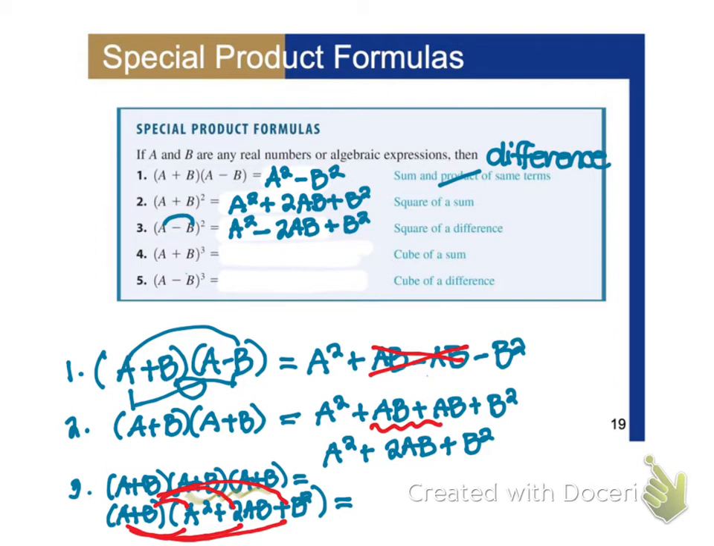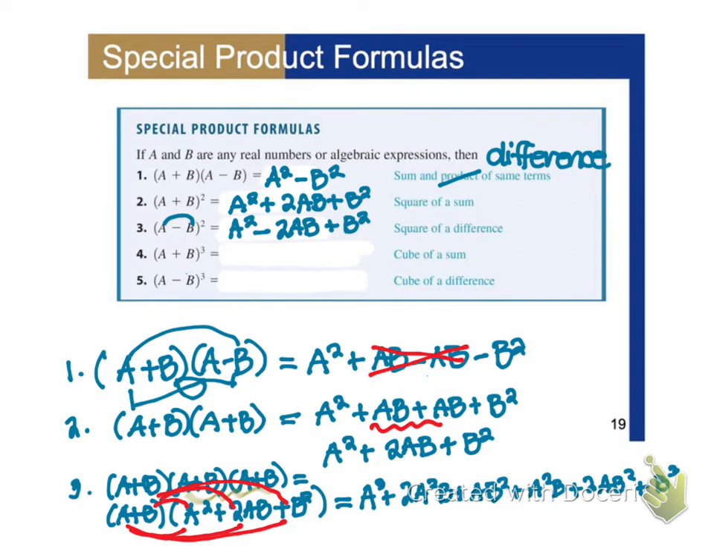So a times a squared is a cubed. A times 2ab is plus 2a squared b. A times b squared is ab squared. And then I'm going to distribute the b through, so that's plus a squared b. And again, you always put these in alphabetical order. That way you'll recognize if you have like terms. And then the b times the second term would be plus 2ab squared. And then finally the b times the b squared is plus b cubed.